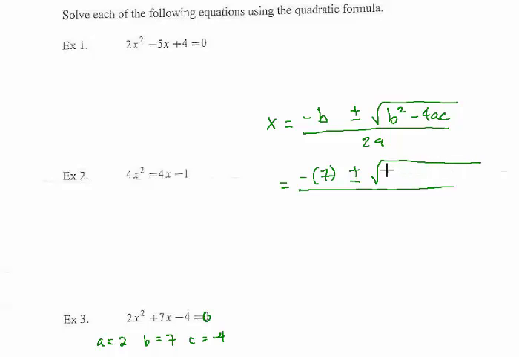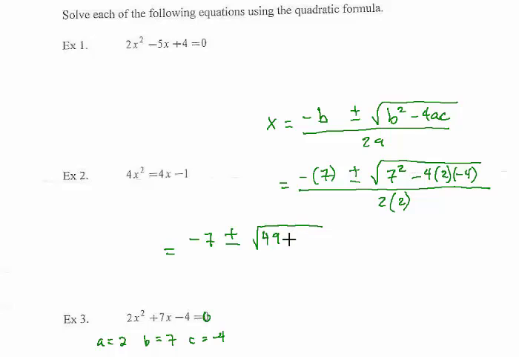So inside for b squared we have 7 squared minus 4a, where a is 2, and then c is a negative 4. In the denominator we have a 2. This 2 is a part of the formula, and then a itself is 2, so we have 2 times 2. Okay, so in the numerator we have a minus 7.